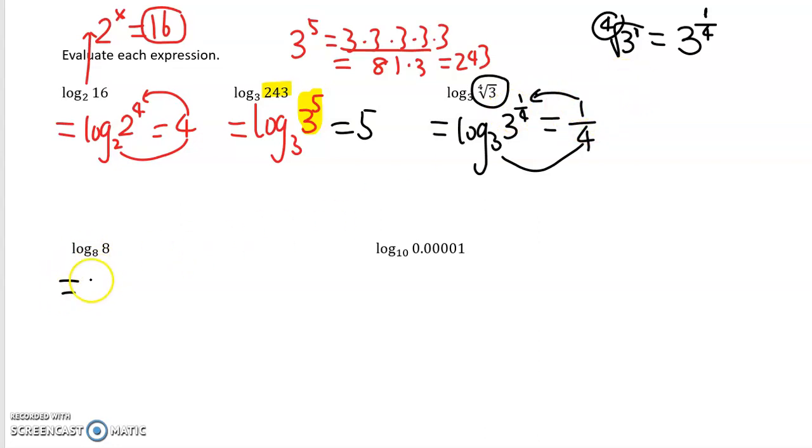Now for the next question, we rewrite 8. Actually, 8 can be written as 8 to the first. So the exponent is 1. Again, 8 is 1 copy of 8.